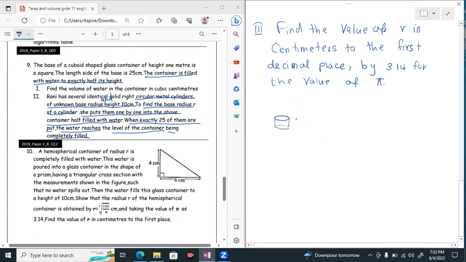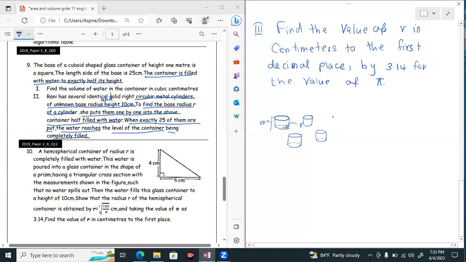They are, but they don't know what the radius is. Radius, let's take as r. Its height is given as 10 centimeters. Identical metal cylinders mean they are equal in shape and size.